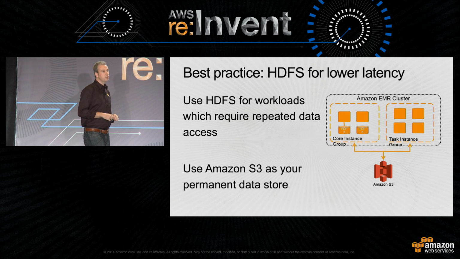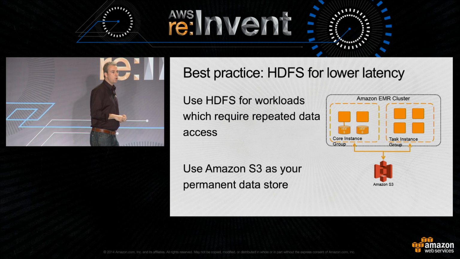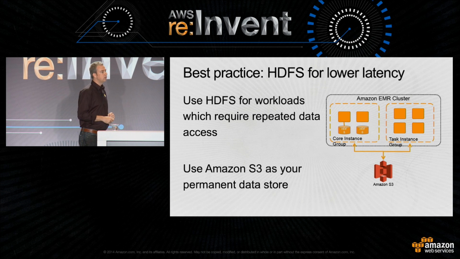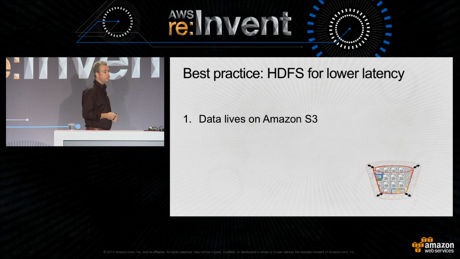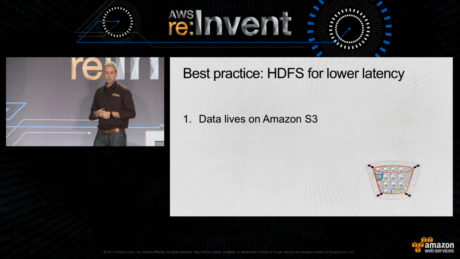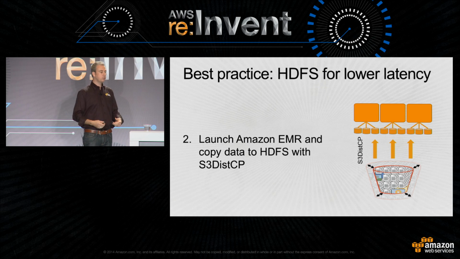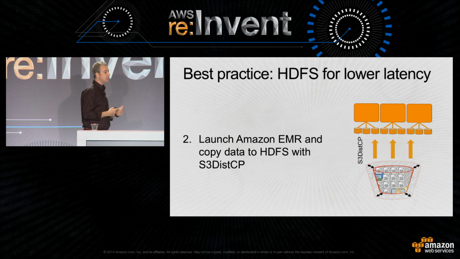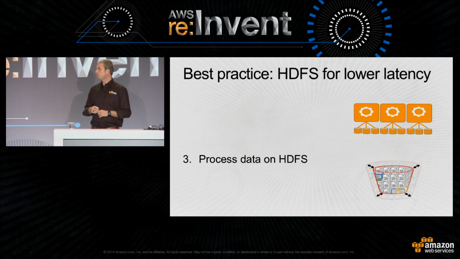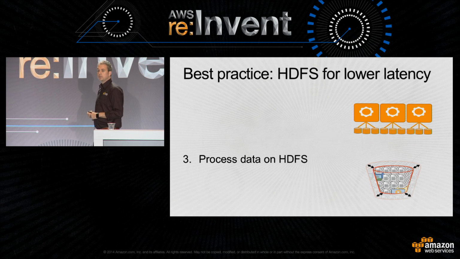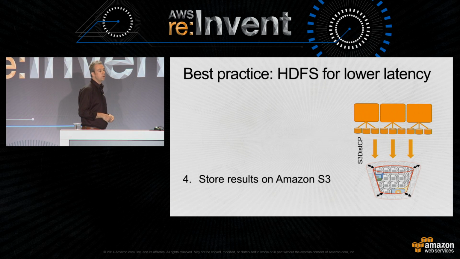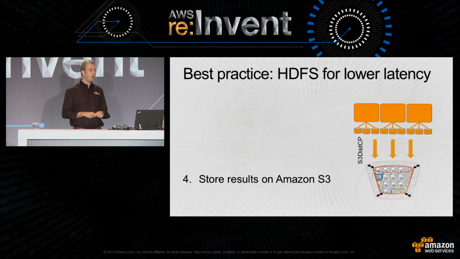But that doesn't change the fact that we want to use S3 as our permanent system of record, especially so that we get 11 nines of durability of that data. So the pattern that we would use then is that our data lives long-term on S3, and we launch our cluster and we copy the data up using S3 DistCp onto the HDFS file system. Process it in place, and at some point, certainly before we shut the cluster down, we send a backup of that data back to S3.